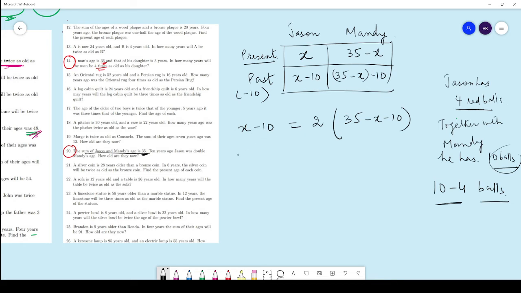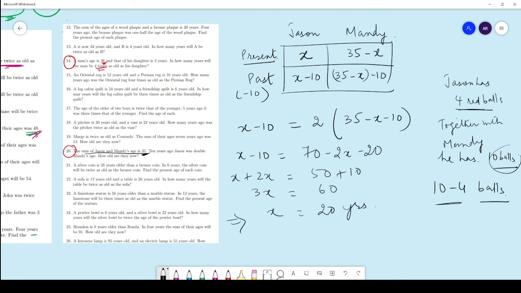Now let us solve this equation. X minus 10 equals 70 minus 2x minus 20. So we move the x's to one side. This makes it x plus 2x equals 50 plus 10. So that makes it 3x equals 60, and this implies x is equal to 20 years. So this means Jason is 20 years old and Mandy is 15 years old.